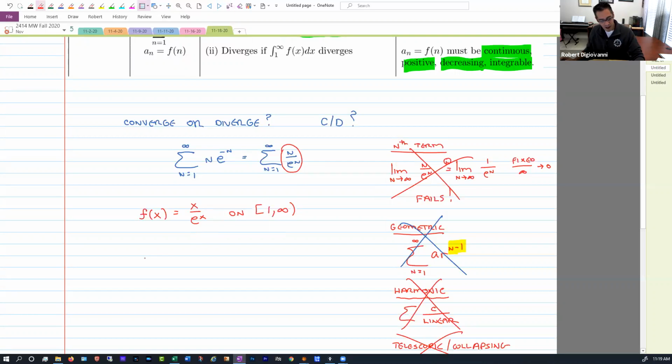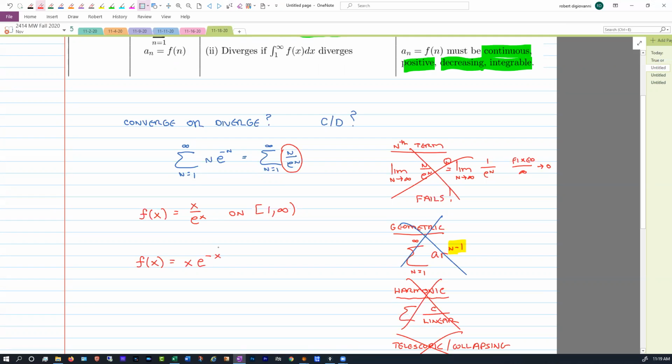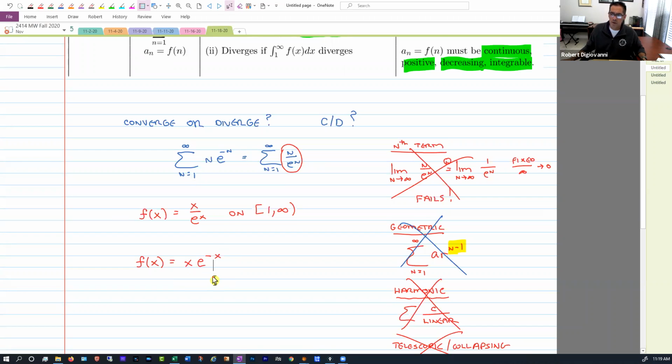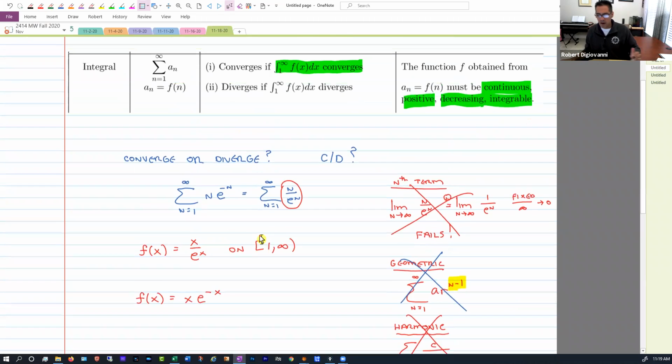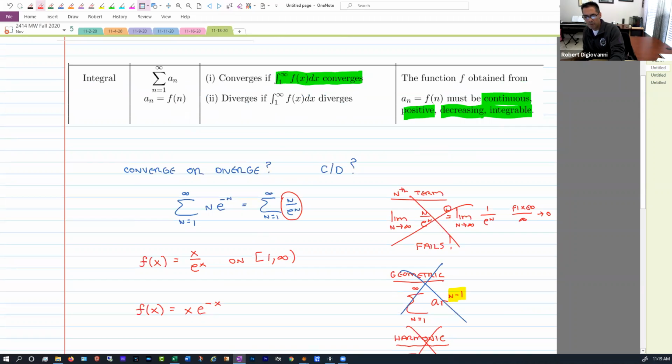Now, I actually don't feel too bad about integrating this. What do you think? If I rewrote this as x e to the negative x, could you integrate that? If so, how? By parts. Yeah, you just do that integration by parts. Good. So that's the first thing I always look at. Can I integrate it? Yeah, so I feel like I can integrate it. It's integrable. So back up here, the 4 things we had to check: it is integrable. It is something I should be able to integrate.